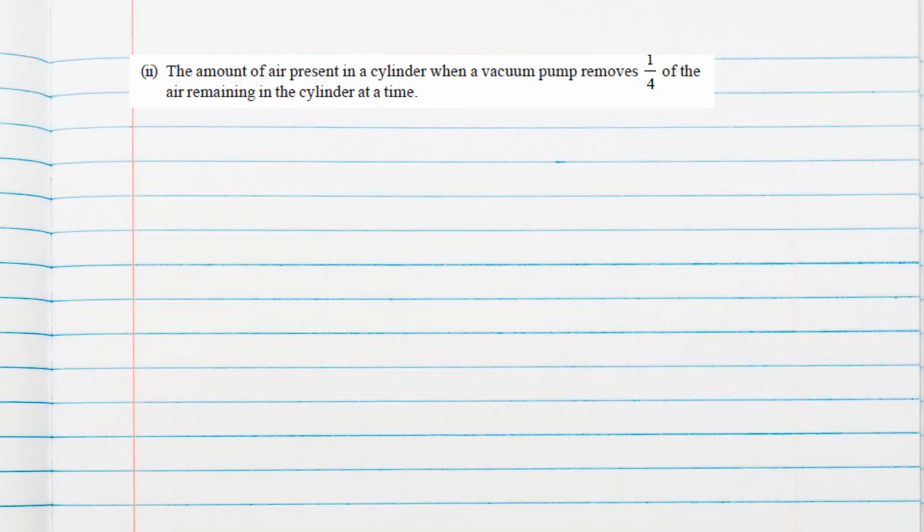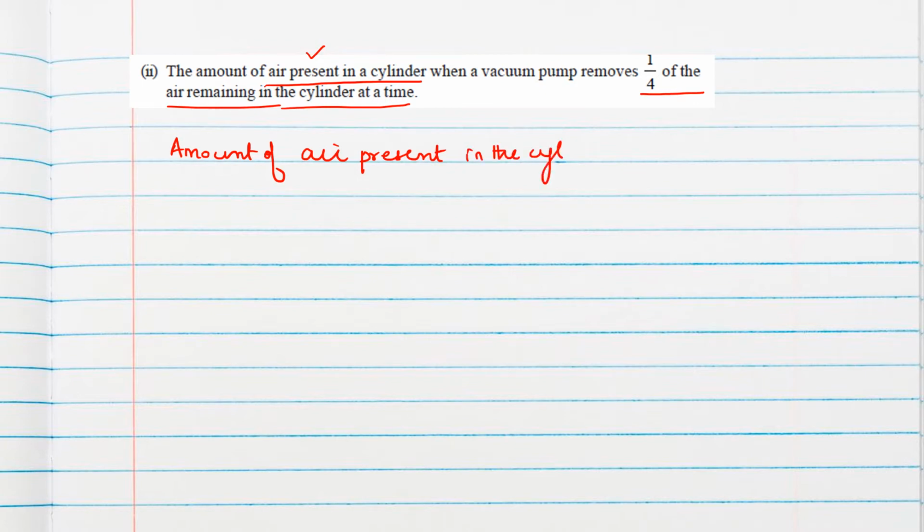Question 2. The amount of air present in a cylinder when a vacuum pump removes 1/4 of the air remaining in the cylinder at a time. Okay, so we can start with the air present in the cylinder. So we can write the amount of air present in the cylinder is V. Suppose V volume is present in the cylinder.